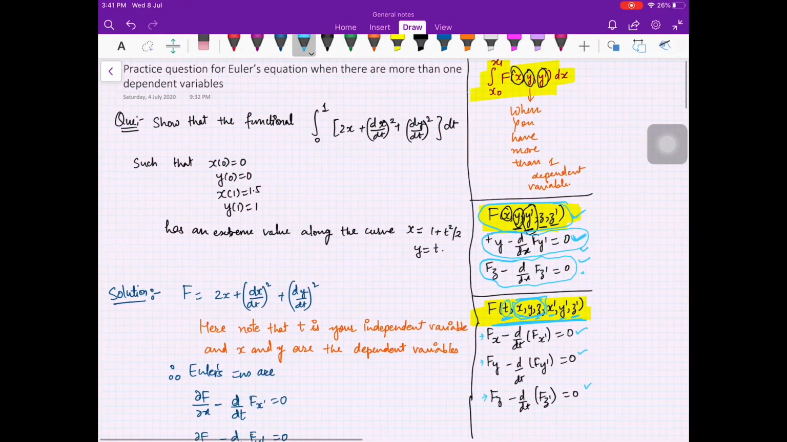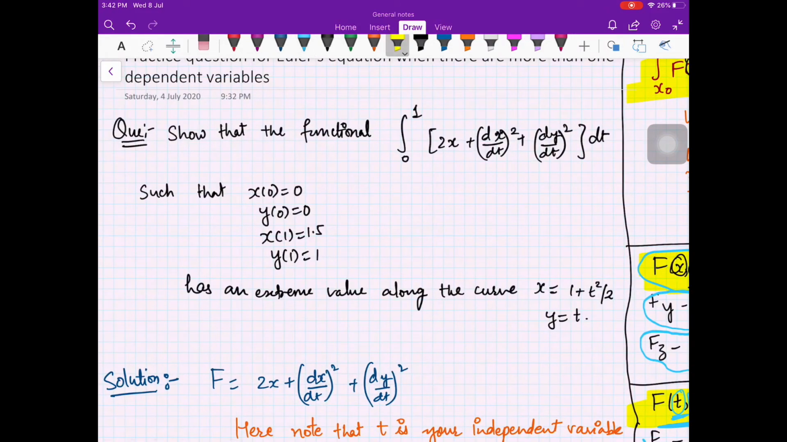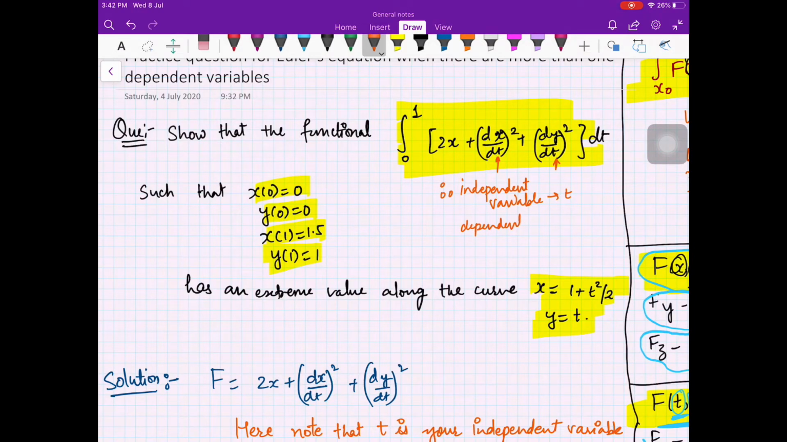So let us look at the first question. Here is your question: show that this functional, with these boundary conditions given to you, has an extremal value along this curve. This is the parametric form of the curve. Now look at this problem. First, you have to see that x is not always the independent variable. Here the derivative is with respect to t, therefore the independent variable is t. So you have one independent variable, and the dependent variables are x and y. You have two dependent variables.